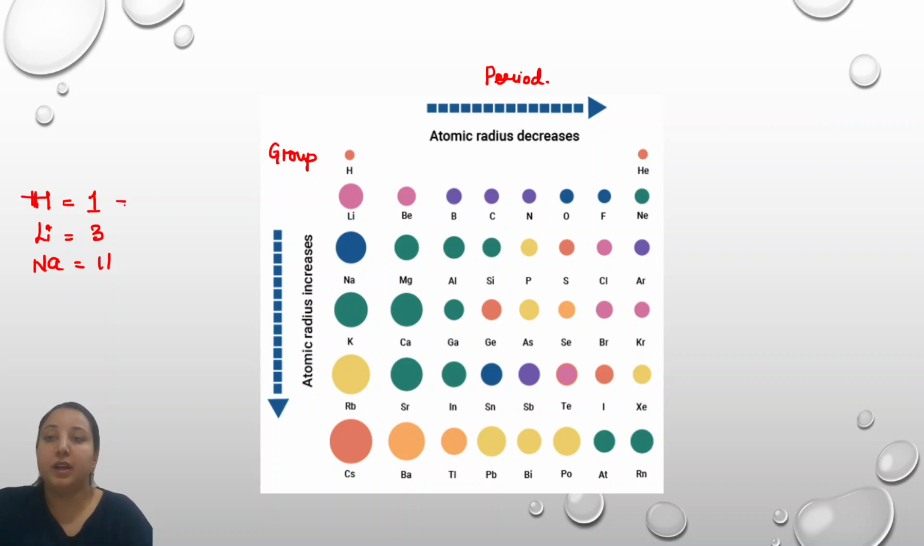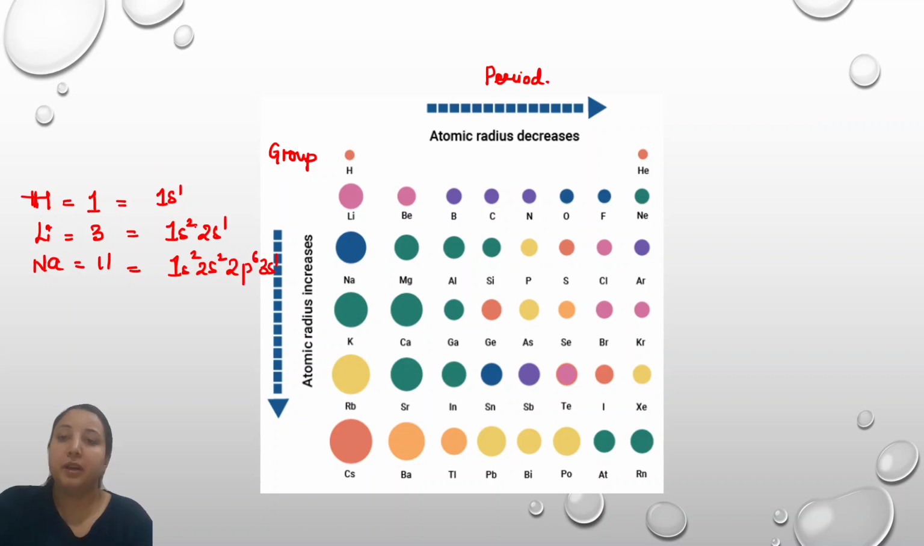Now, if we look at the electronic configuration, for hydrogen it is 1s1. In this case, it is 1s2, 2s1. In the case of sodium, it is 1s2, 2s2, 2p6, 3s1. Now, if you observe, as we are moving top to bottom, there is an increment in the number of principal shells. As there is an increment in the number of principal shells, therefore the size, the radius of the atom, is going to increase.